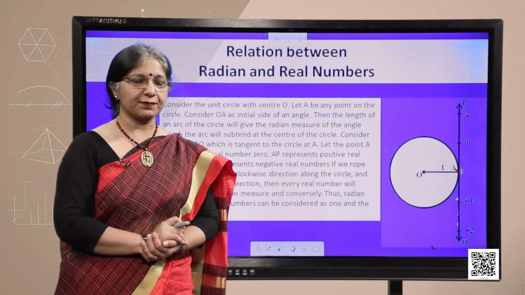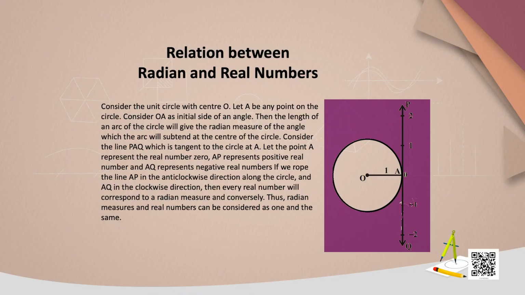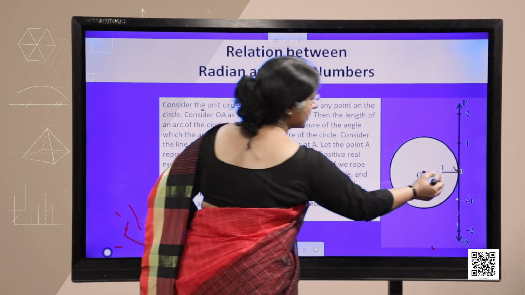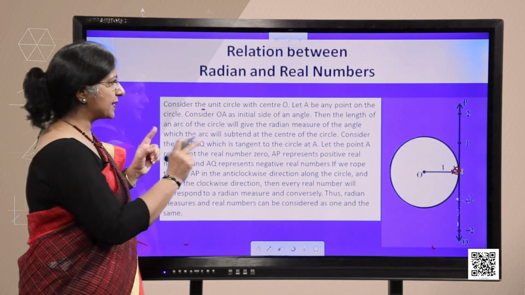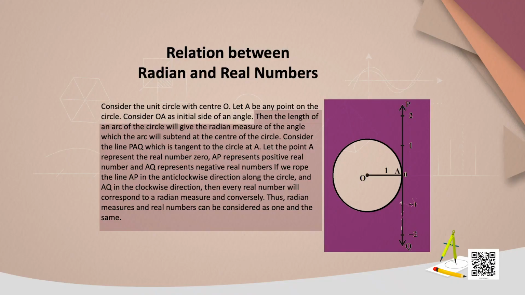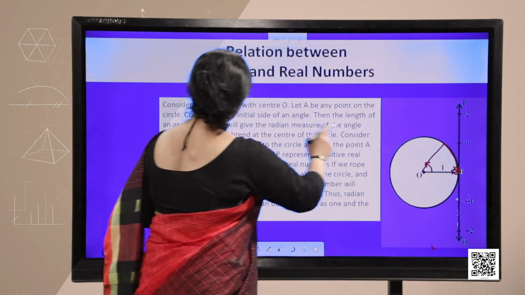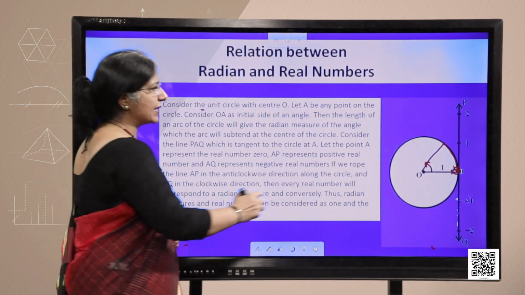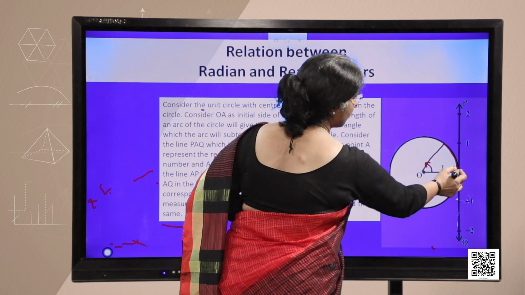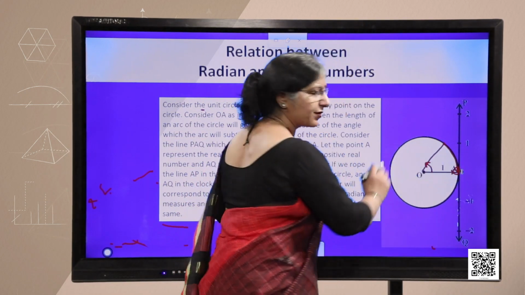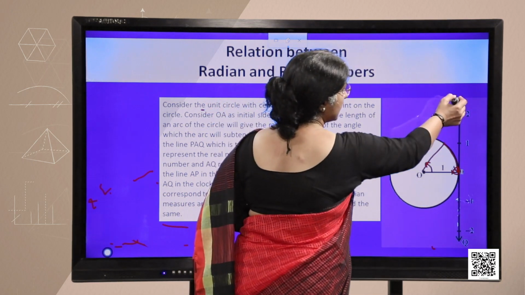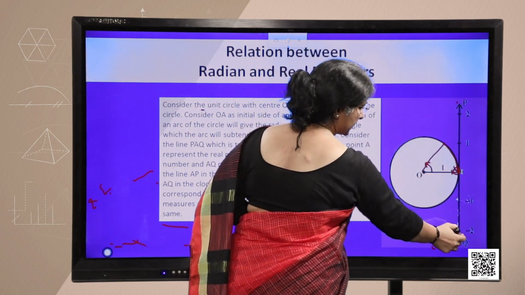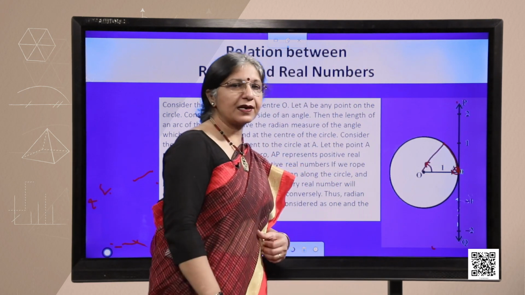Radians are nothing but real numbers that we can show with the help of this diagram. If you consider a unit circle with center O and let A be any point on the circle, where OA represents the initial side of the angle, then the length of the arc of the circle will give the radian measure of an angle which the arc will subtend at the center of the circle. Consider a line PQ as tangent to the circle, where O, if we consider as the origin of the real number line, and OP in the positive direction, and OQ represents the negative direction in the real number line.